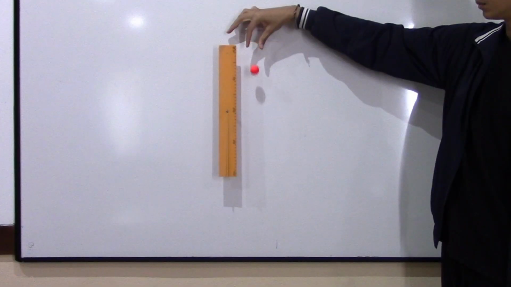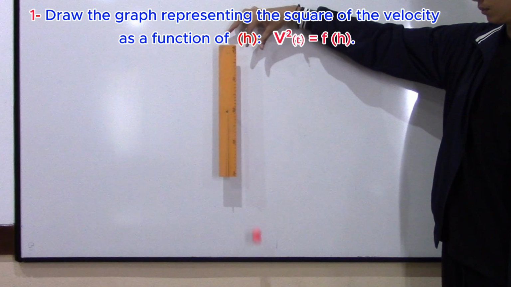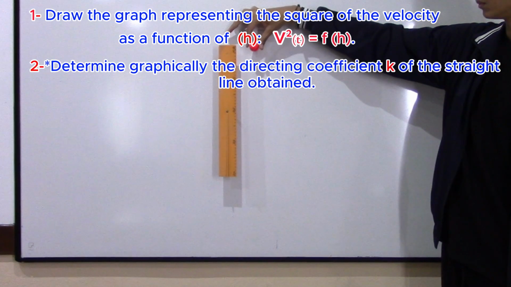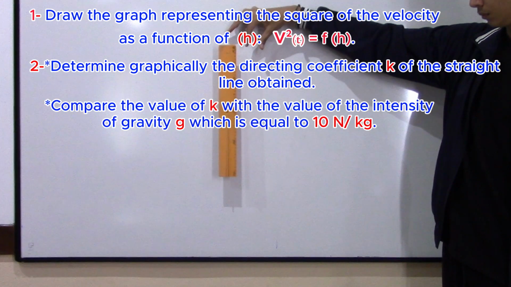For the questions in this activity, draw the graph representing the square of the velocity as a function of h. v square equals f of h. Determine graphically the directing coefficient, k, of the straight line obtained. Compare the value of k with the value of the intensity of gravity, g, which is equal to 10 newtons per kilogram.